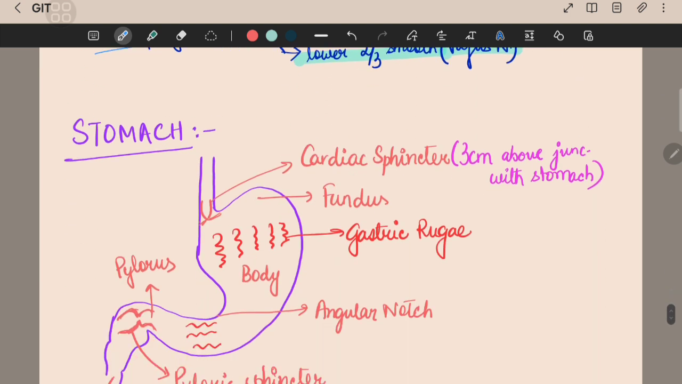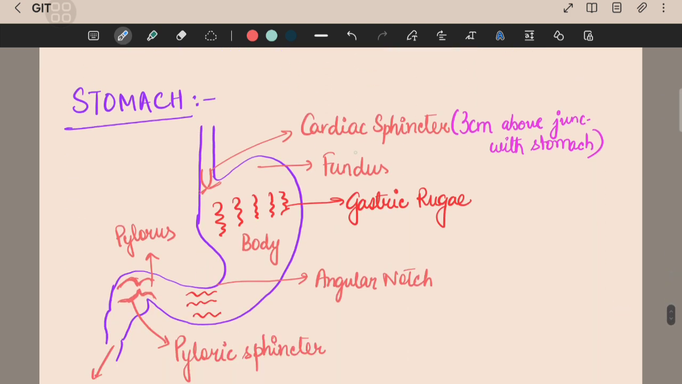Now talking about the stomach. Now see, this is the diagram of the stomach. So the stomach has this region, that is a constricted portion. This region is actually called the lower gastroesophageal sphincter, and that is also called the cardiac sphincter, which is 3 cm above the junction with the stomach. Almost 3 cm. So this region is basically the cardiac sphincter.